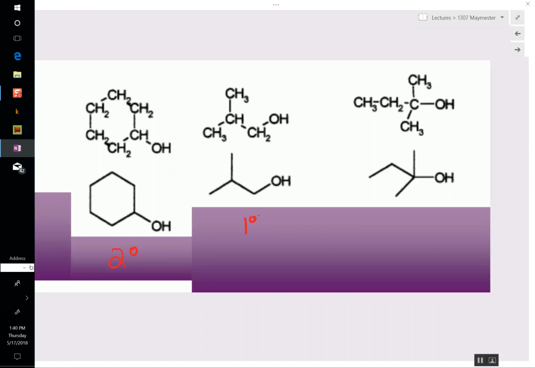Now, this molecule kind of looks like this molecule, but what kind of alcohol is that? Tertiary. Now we've got the OH on a carbon that has 1, 2, 3 carbons on it. That's tertiary. All right?